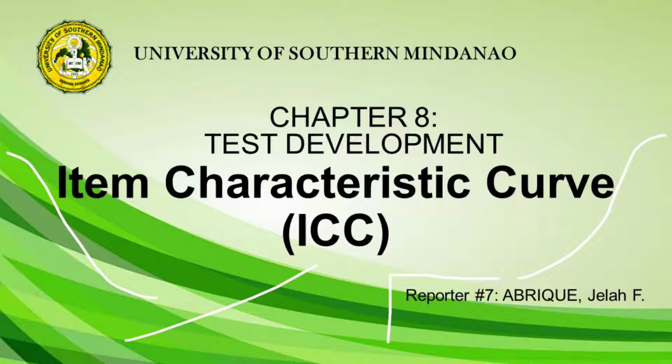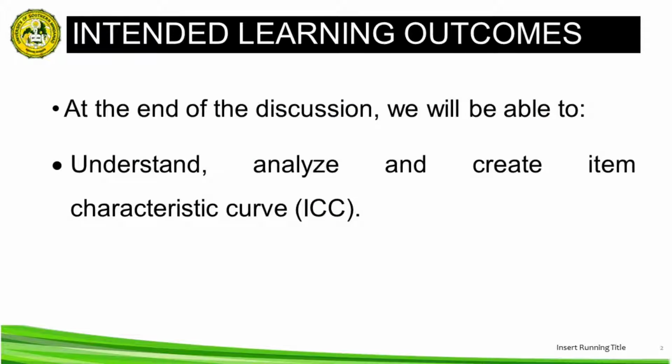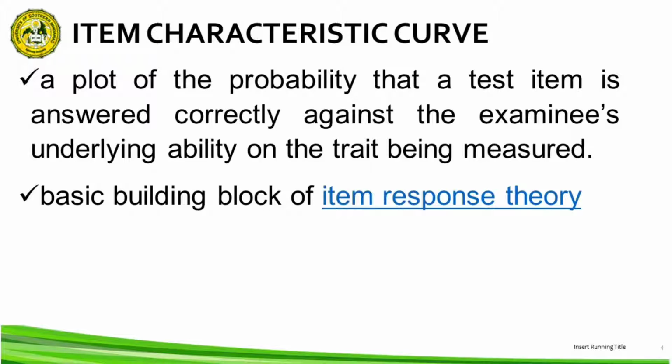Good day everyone, I will be discussing the item characteristic curve, and at the end of our discussion, we'll be able to understand, analyze, and create an item characteristic curve. So an observable or latent trait are variables that are easily described but cannot be measured directly. These variables are concepts such as intelligence.